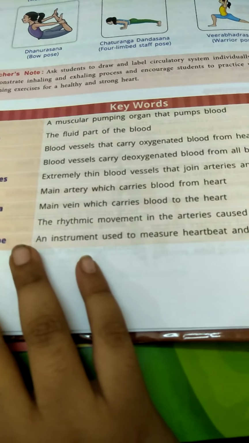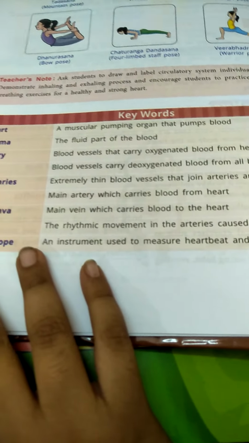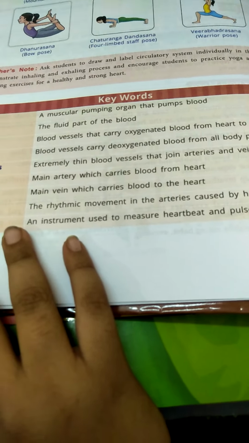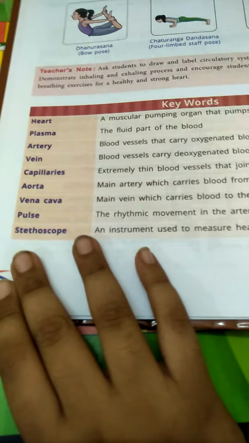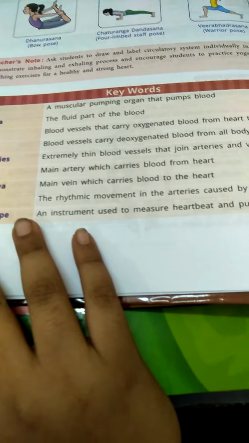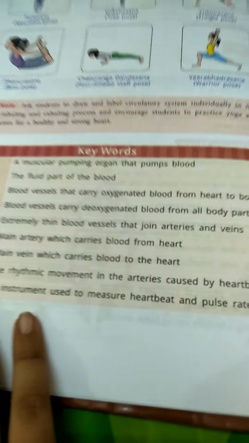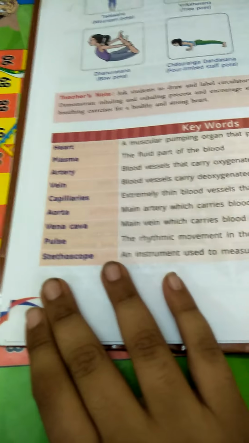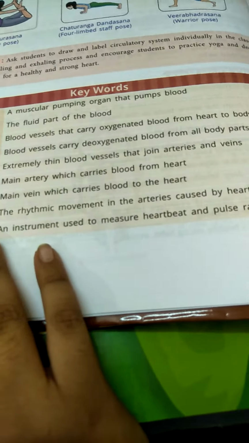Aorta, the main artery which carries blood from the heart. Vena cava, the main vein which carries blood to the heart. Pulse, a rhythmic movement in the arteries caused by heartbeat. Stethoscope, an instrument used to measure heartbeat and pulse rate. Now this we have done.